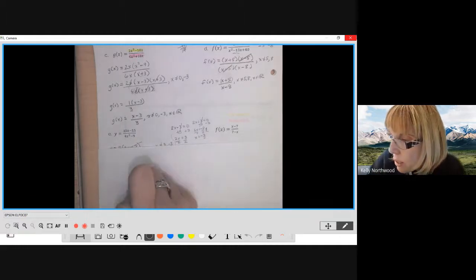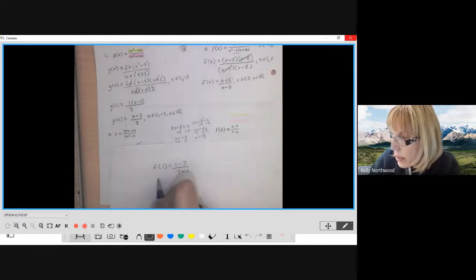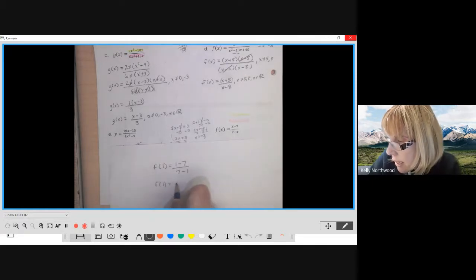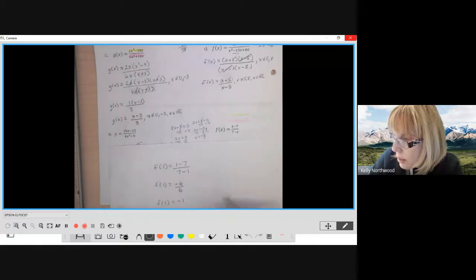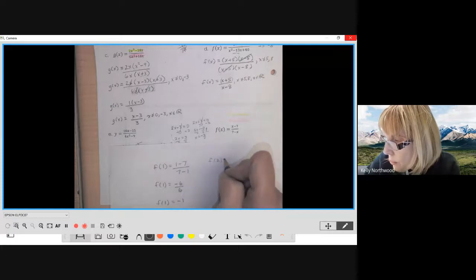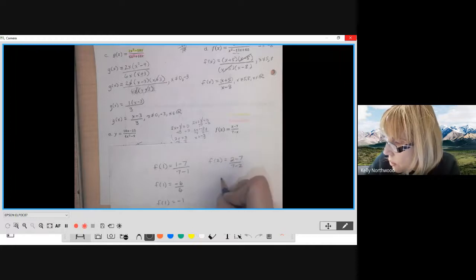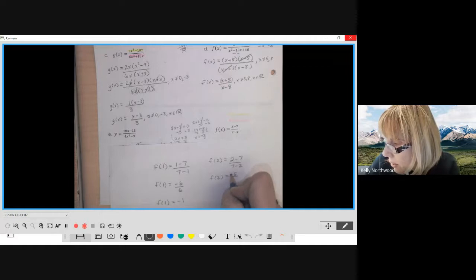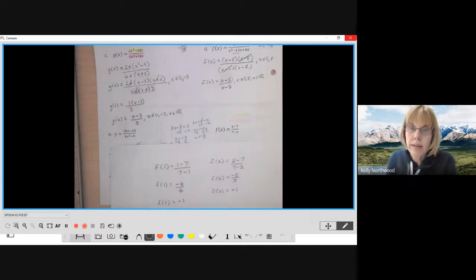I just want to show you, if I pick a value, say I pick f at 1, then I would have 1 minus 7 over 7 minus 1, if I'm following this formula, which would give me negative 6 over positive 6, which would give me negative 1. I could try f at 2. I would get 2 minus 7 over 7 minus 2, which is negative 5 over 5, which gives me negative 1.